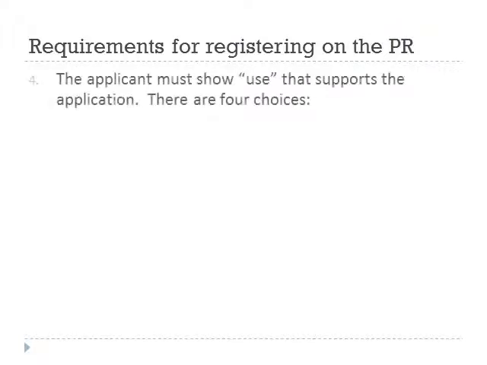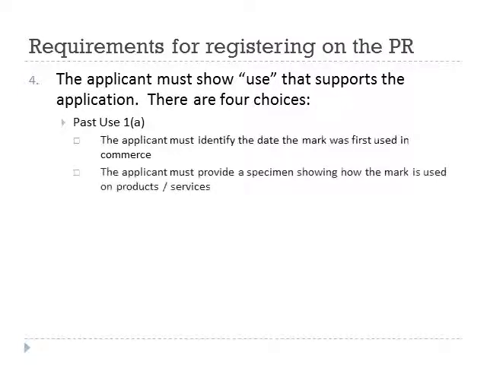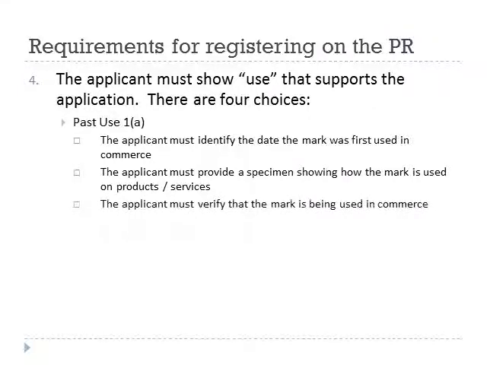Finally, you have to show some kind of use that supports the application. And you have 4 choices. First, you can file an application based on past use. As I've said, you would say, I've been using this trademark for baseball hats for this length of time, and I've used it across state lines, therefore please give me a trademark.